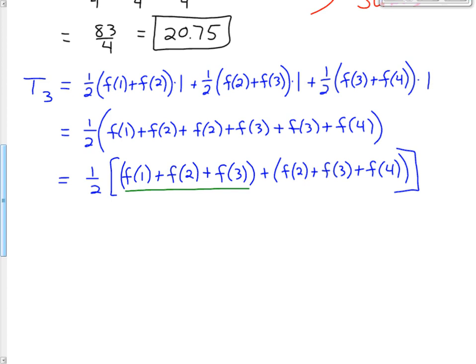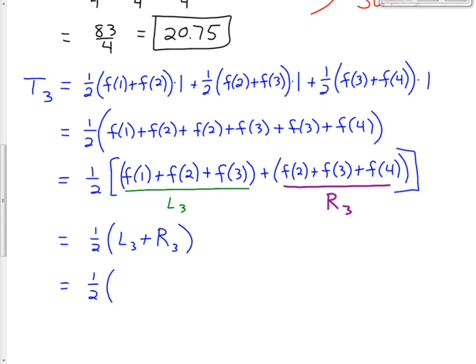That looks like f of 1 plus f of 2 plus f of 3. That was our L3 approximation. And then f of 2 plus f of 3 plus f of 4. That was our right rectangular approximation. So this is telling us that the trapezoid is actually going to be the average of L3 and R3. And in general, that's the case. The trapezoidal approximation is going to be the average of the left and right rectangular approximations.